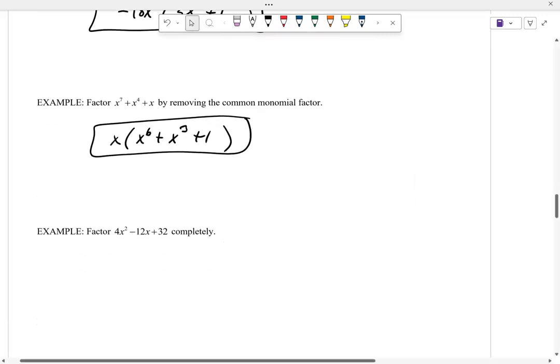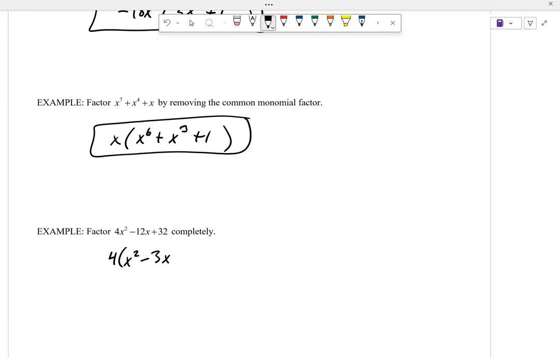4x squared minus 12x plus 32. Hopefully you recognize that you could take a 4 out of each of those. That's your GCF. And you'd be left with an x squared minus 3x plus 8. And this remaining trinomial, you can't factor that any further, so we just stop right there. At x squared minus 3x plus 8, we're done with that one.